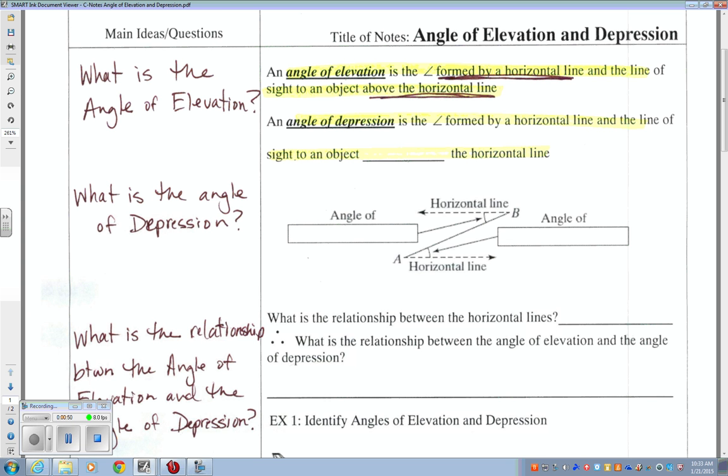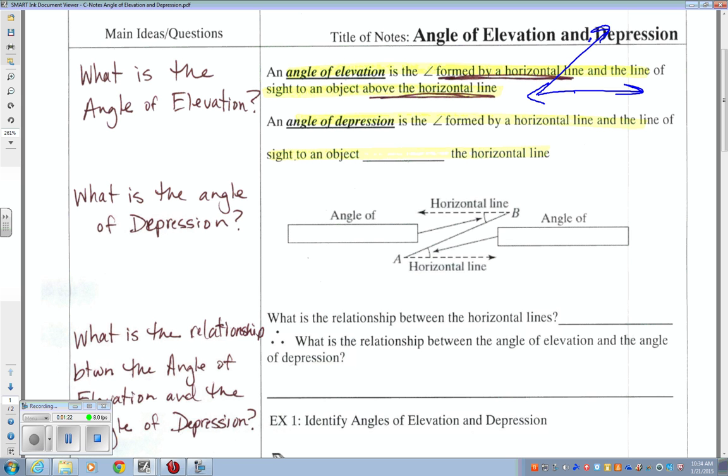I'm giving you the definition for angle of elevation. It's the angle formed by the horizontal line, and we all agree from our test yesterday that this is a horizontal line. Yes? Is this a horizontal line? No. Okay, good. So the angle of elevation is formed by the horizontal line and the line of sight of an object above the line. So if I'm looking up above the line, that's elevation. Okay, that pretty much makes sense.